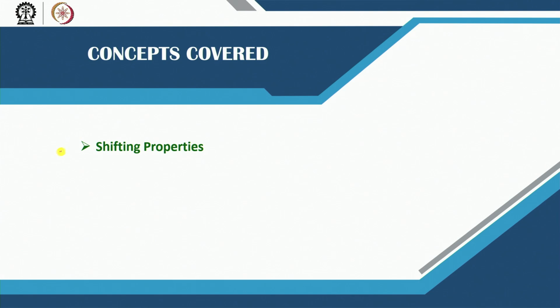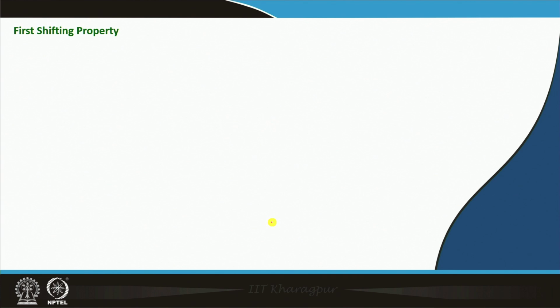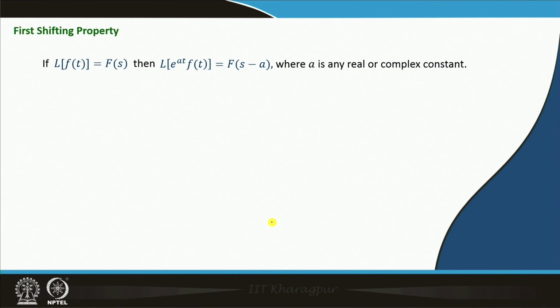In this lecture we will be discussing the shifting properties, and then we have the change of scale properties and multiplication properties. So, these three properties will be discussed in this lecture. So, coming to the first shifting property.